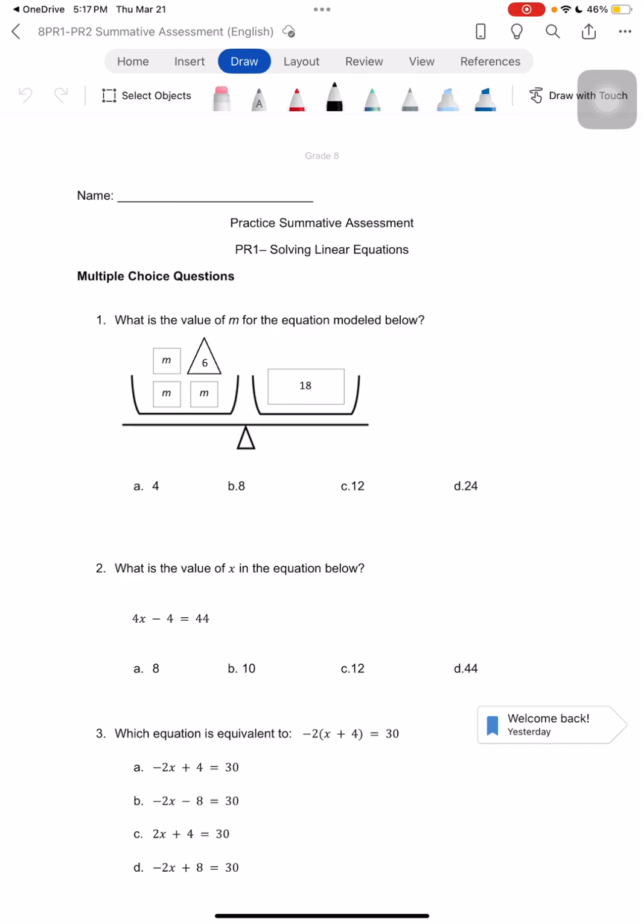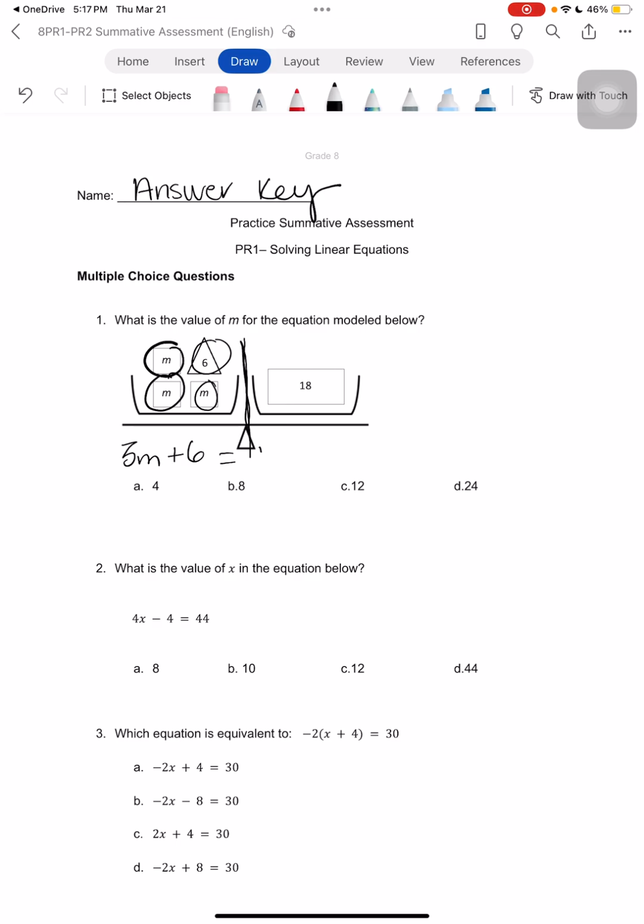Okay, so here is the answer key for the practice test for algebraic equations that we've been working on. Okay, so the first question here, I have 3 m's, so that would be 3m. My 6 is positive, plus 6. This indicates an equal sign, equals 18.